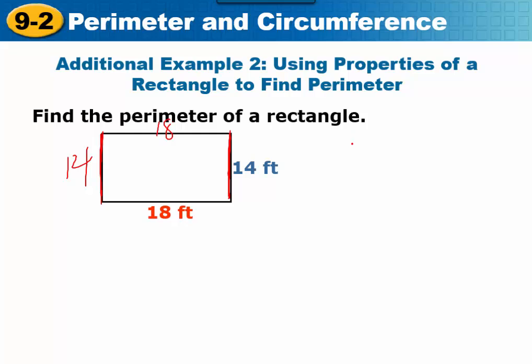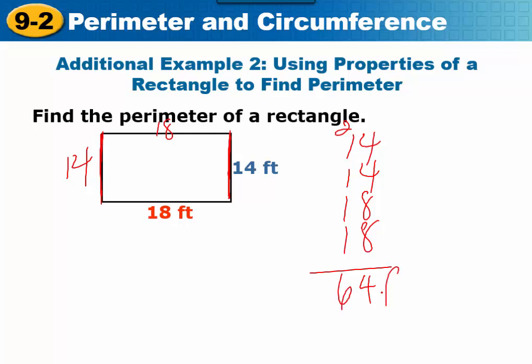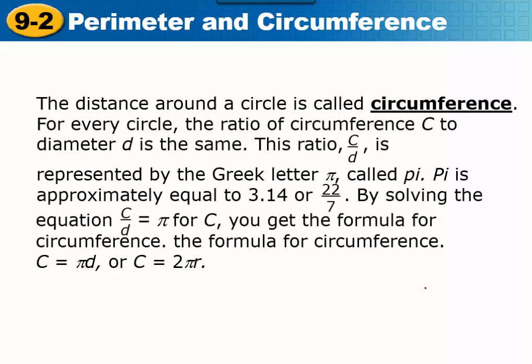So you would do 14 and 14, 18 and 18, and add those together. So you get 8 and 8 is 16, plus 4 is 20, plus 4 is 24. 2, 3, 4, 5, 6. You end up with 64 feet. Simple as that. Okay, so what if, though, we have a circle?